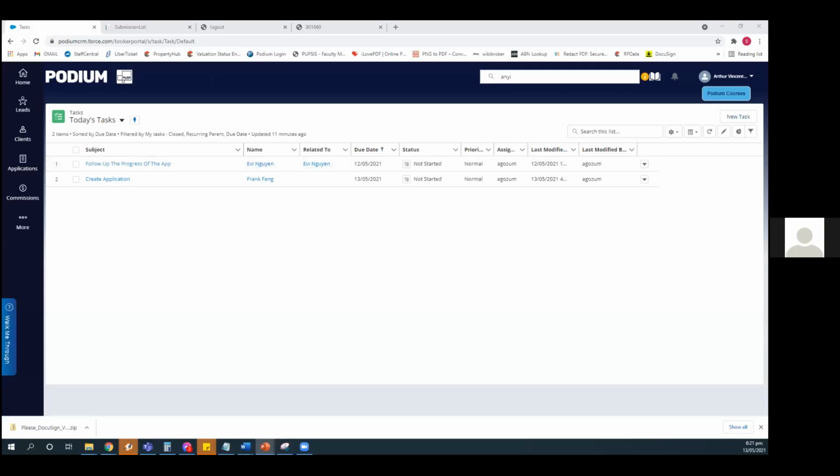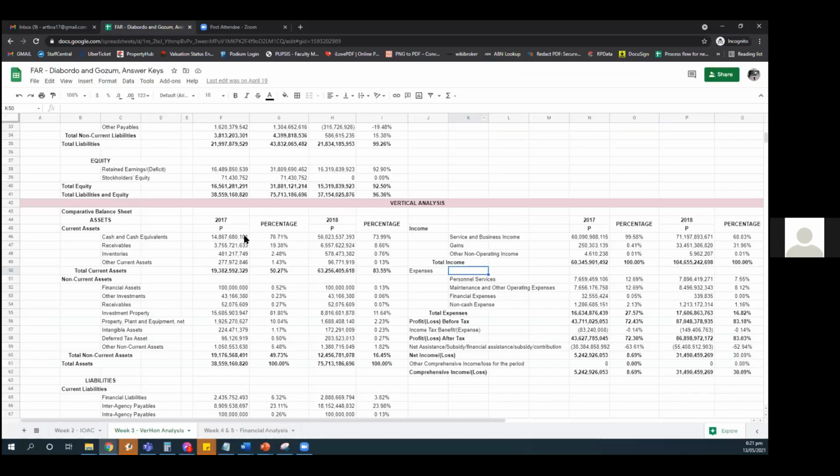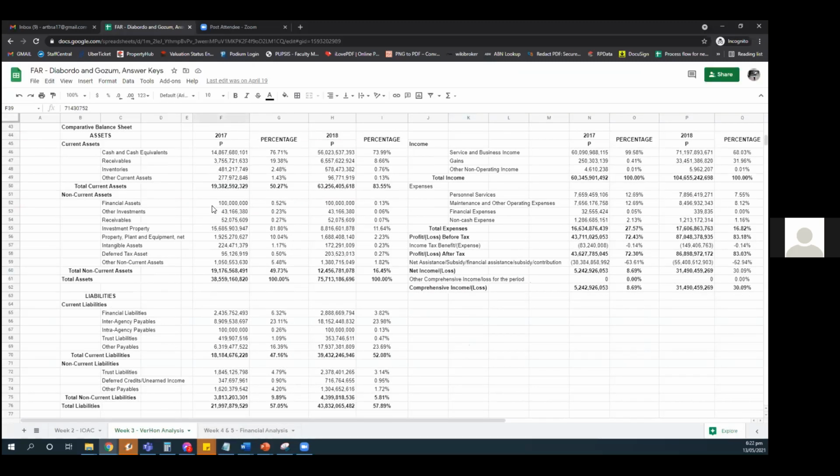Ay, wait lang. Ayan. So, sino dito yung mga estudyante ko sa FAR? Ayan. So, mga estudyante ko sa FAR na mga malulupit. Malulupit yung mga estudyante ko sa FAR eh. Mga pinanganak yan para maging financial analyst eh.